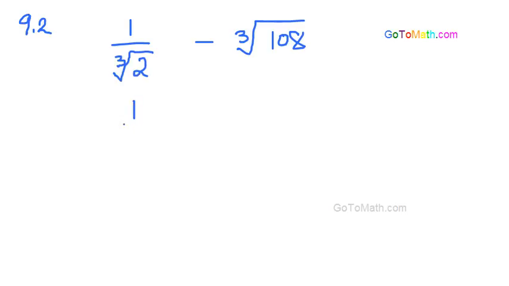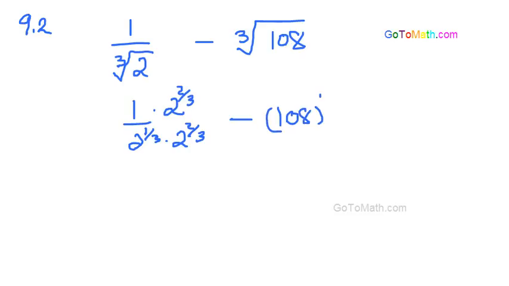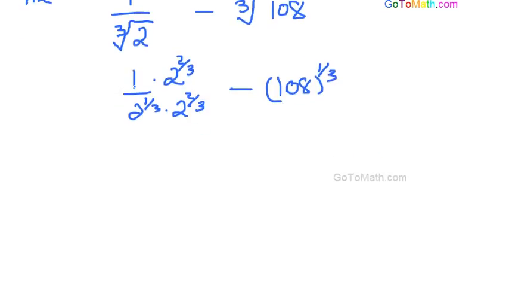I'm going to rewrite this as 1 over 2 to the 1/3, but we're going to need to multiply it by 2 to the 2/3 over 2 to the 2/3, minus, I'm going to go ahead and write this with rational exponents too. So we're going to have 2 to the 2/3 over, and of course 1/3 plus 2/3 is 1, so that'd be 2 to the first power, minus 108.